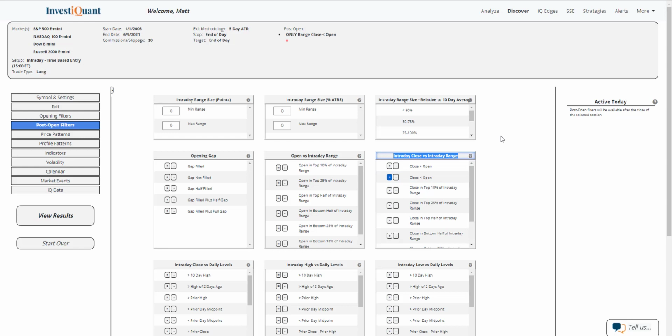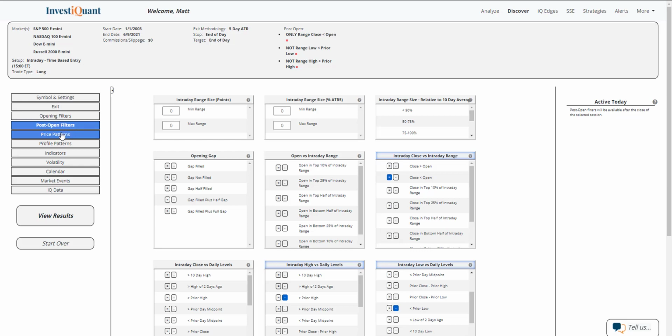The next piece of information that I want to add is the inside day aspect of the study. So to do that, I'm going to say that the intraday high is not greater than the prior high. So I'm going to hit minus there. And then I'm going to scroll down to the intraday low and say that the intraday low is not less than the prior day low. That creates our inside day that is currently trading below the open.